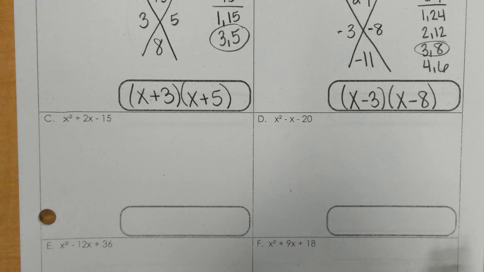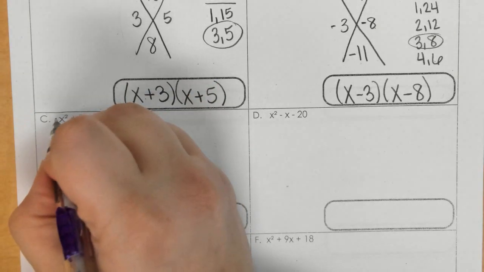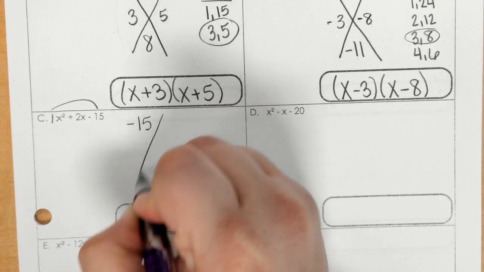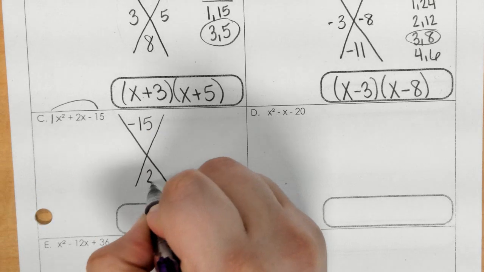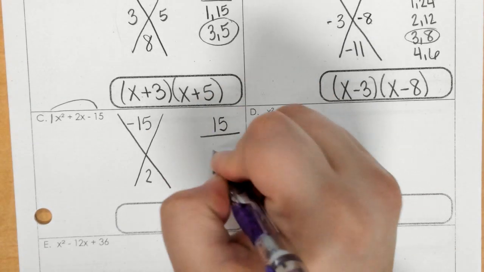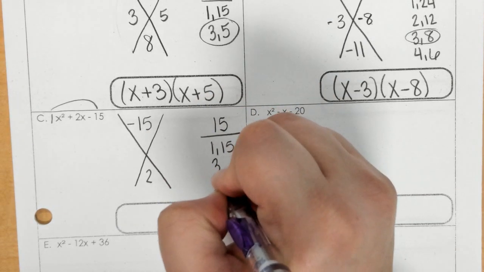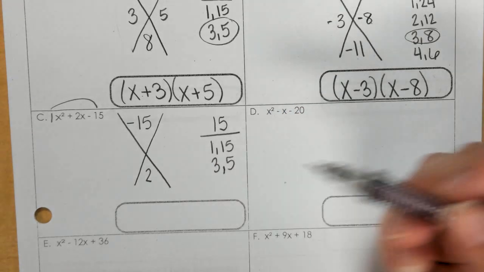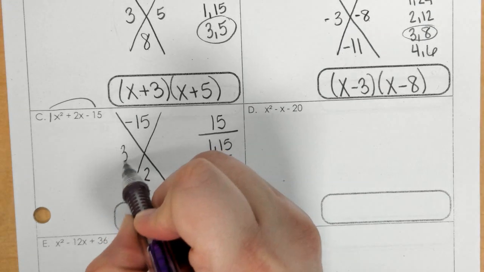Okay, letter C. First number times last number gives me negative 15. And I'm trying to get to positive 2. So my factors of 15, which I know we've already found before, 1, 15, 3, and 5. Which one can get to 2? Well, 3 and 5.